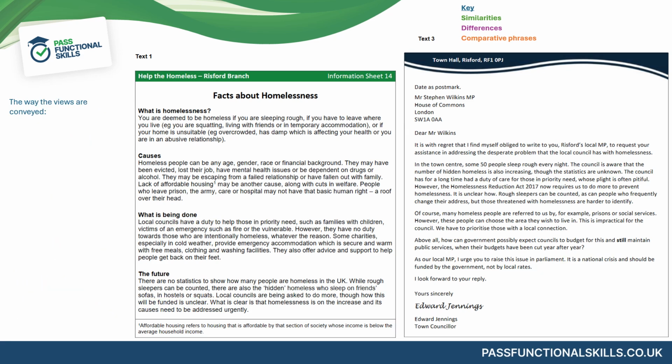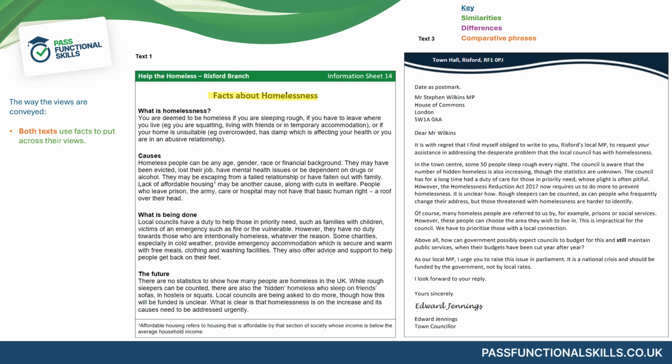Okay, so now let's think about the way the views are conveyed. So remember, we're looking for similarities and differences in the methods the writers use across the two texts. So the first similarity that I notice here is that both texts definitely use facts to put across their views. So in Text 1, we've got lots of facts. I mean, it tells us straight away in the title that it's facts about homelessness.